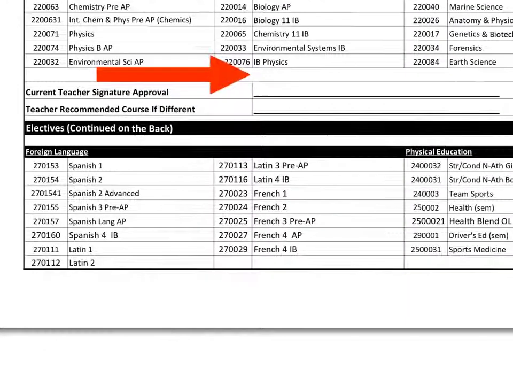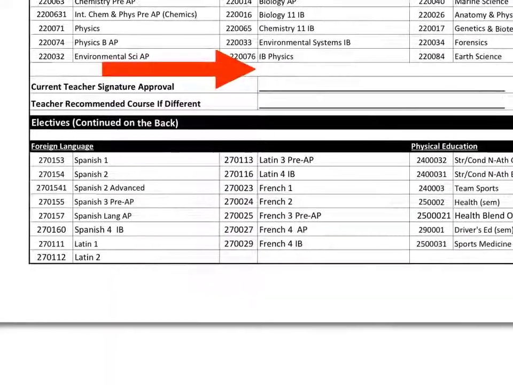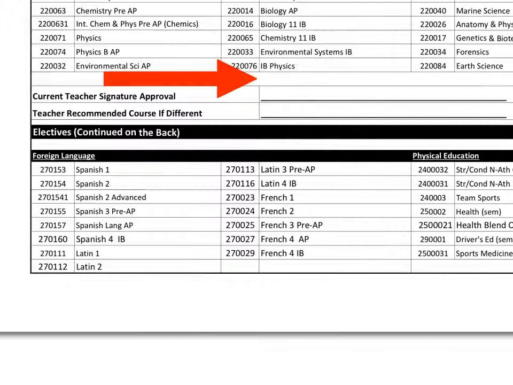We're going to finish up the front of the page here, and I'm going to move to the second part of the page in the next presentation. Your choice in foreign language is actually fairly simple. You'll take the next course in your sequence. So if you're in the 10th grade, and for example, you are taking, let's say, Spanish 2, or you're probably taking Spanish 2 Advanced in the 10th grade, your next course in the sequence is Spanish 3 Pre-AP.